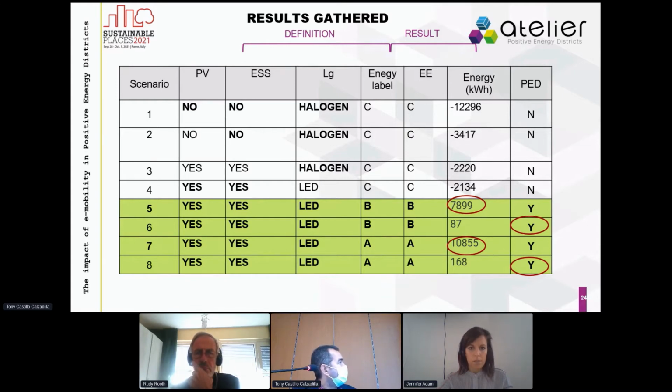Energy label, which is the core of this analysis. The performance in the isolation of the building is quite important because we know that these older buildings need to be retrofitted in depth. So at the end, we only got 4 scenarios where we can achieve positivity, from 5 to 8.